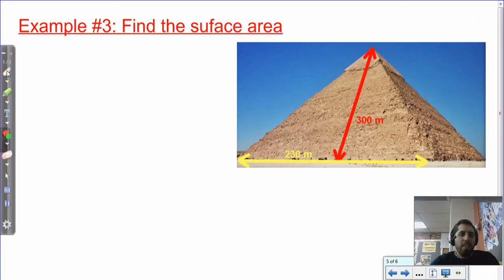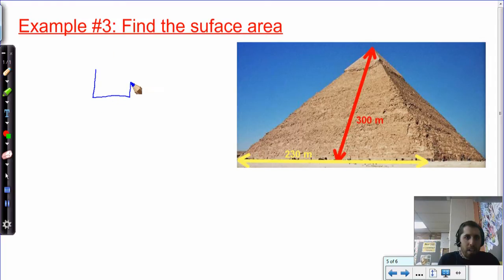Finally, we're going to find the surface area of the pyramids of Giza. These should be familiar. And they gave us some measurements. They said that the base is 230 feet, and then the slanted height is 300 meters. 230 meters is the base. I'm sorry, I should have said. I told you earlier that people are going to do this sometimes. They're going to draw kind of like a folded out version.